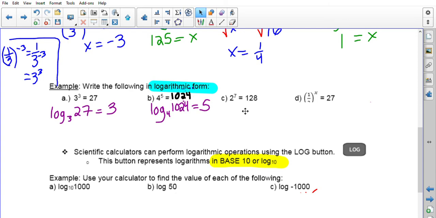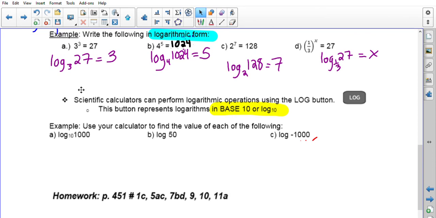2 to the 7 equals 128. So that's going to be log of 128 to the base 2 is equal to 7. And lastly, 1/3 to the x equals 27. Okay, so that means we're going to get log 27 to the base 1/3 is equal to, and it should always be equal to the exponent, which is x. Again, every time you rearrange and go back to exponential form, you should make sure you get this answer back.